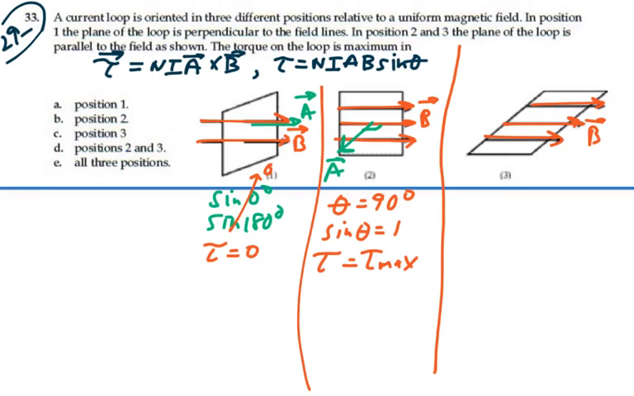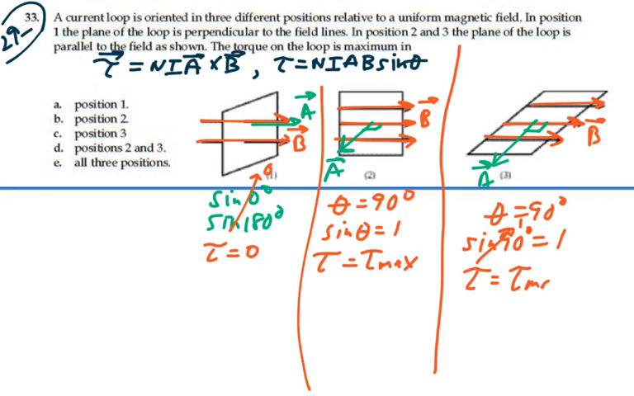In the last configuration, we have a magnetic field that's going to the right, and our area vector again would be coming out of the page towards you, or possibly going into the page away from you, but still at a 90-degree angle with the magnetic field. So theta is 90 degrees, sine of 90 or 270 is going to be equal to 1, and hence our torque will be our maximum torque because the sine value is its maximum possible value. So in positions 2 and 3, we will have our maximum possible torque, where the plane of the area is in the same direction, parallel with the magnetic field.